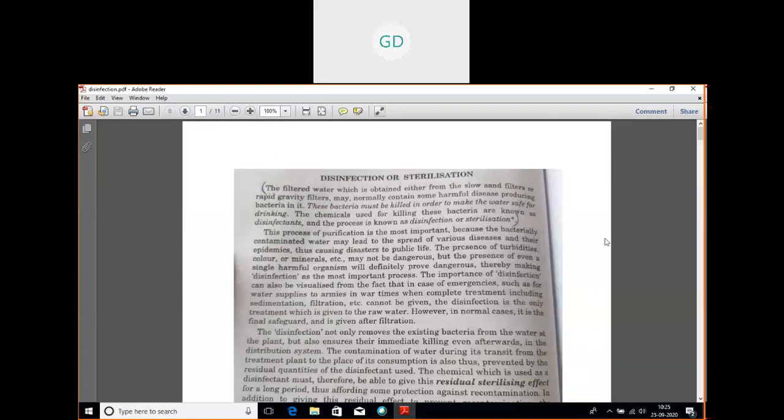The pathogenic bacteria, also called disease-causing bacteria, might again be present in that water. So in order to kill these bacteria, make the water safe and then supply it to the public, some chemicals are added to the water after filtration. These chemicals are known as disinfectants.